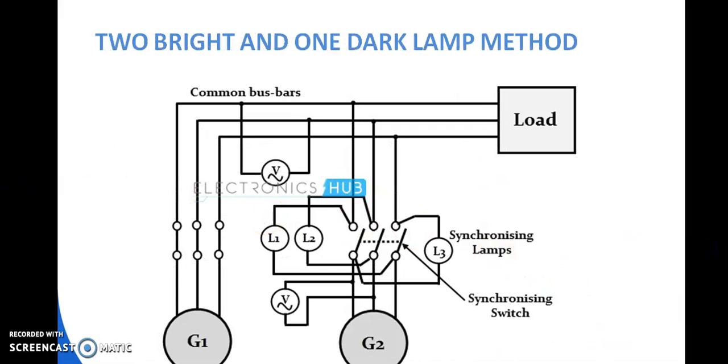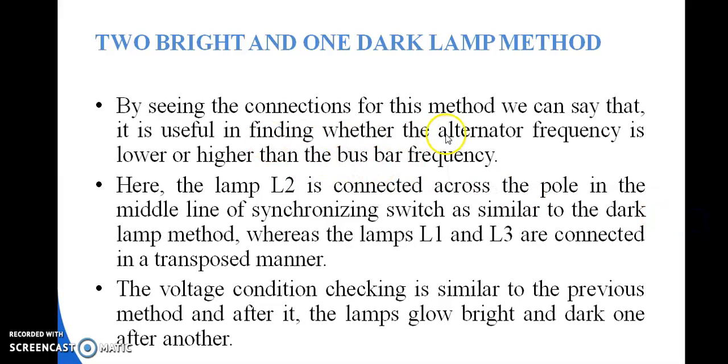So now coming to the next method, the 2 bright and 1 dark lamp method. Here the only difference is that 2 bright lamps and 1 dark lamp are taken. By seeing the connection for this method, we can say that it is useful in finding whether an alternator frequency is lower or higher than the bus bar frequency.